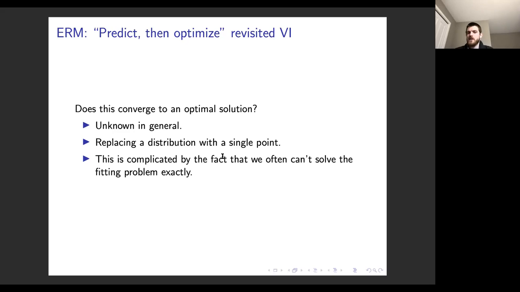I can't tell you in general, under these conditions, this is valid, and under these conditions, this is not valid. And this is especially complicated when you consider the fact that we often can't solve the fitting problem exactly. So there are cases where you might be able to say, if we could solve the fitting problem exactly, we'd be able to get a convergence to an optimal policy. But if you're using an approximate method, then it's unclear. So those are the downsides.